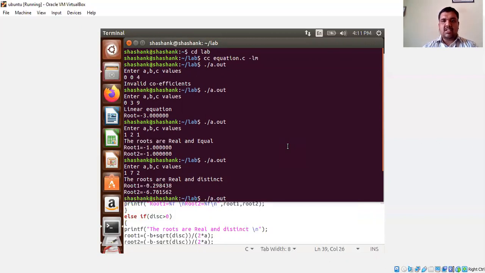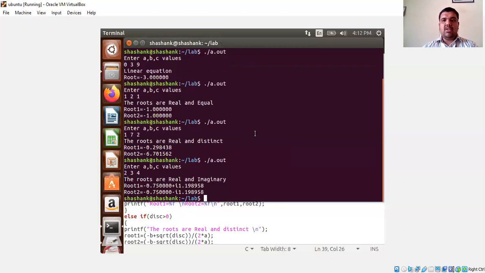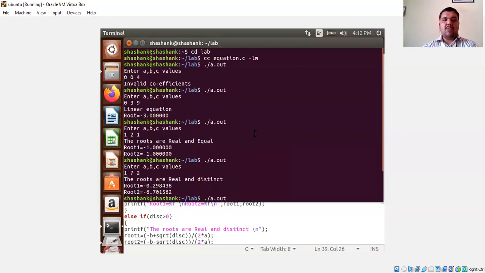I'm saying once again, if you want to compile this particular program, don't forget to include the -lm command because of the usage of the math.h header file. Okay, so this is about the quadratic equation program. So please execute this program in the online GDB compiler and check for different input values.